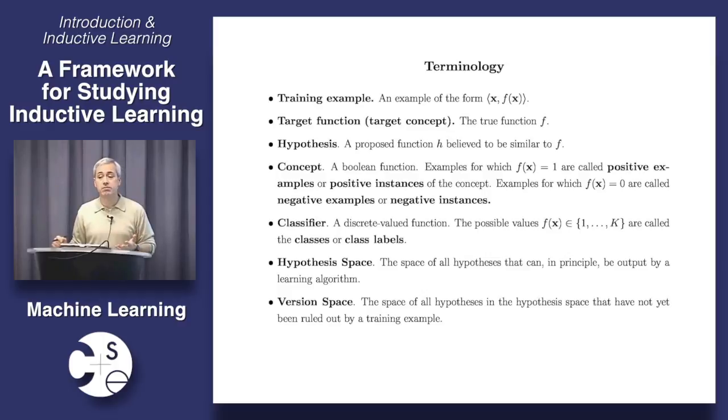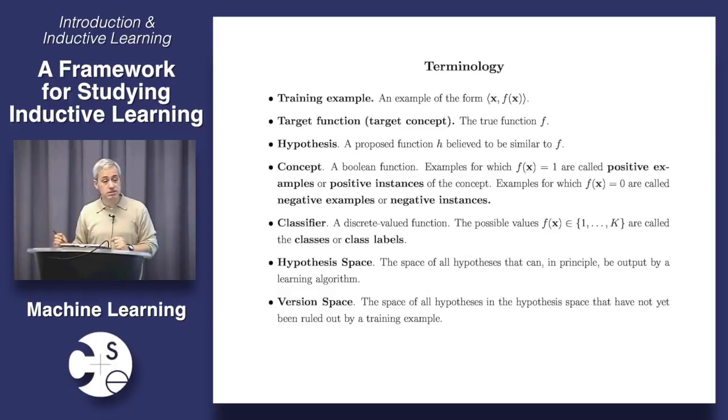Statisticians like to call it a sample. A set of training examples is often called a training set. So there's different names for this. The target function is the true function that you're trying to learn. If the function is Boolean, we often call it a concept. Like, for example, I'm trying to learn the concept of chair, right? And then I have examples of chairs and, say, examples of other pieces of furniture. In that case, the function is a concept.